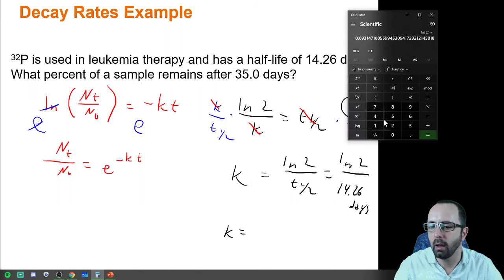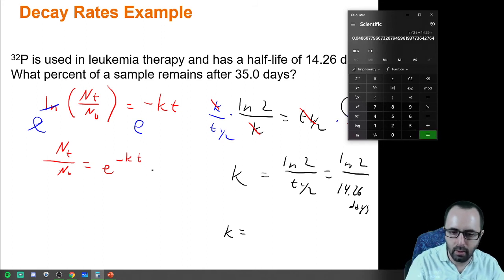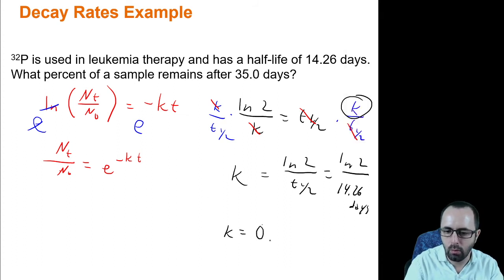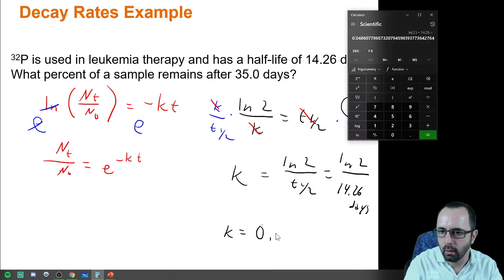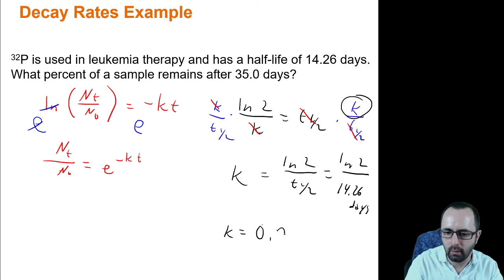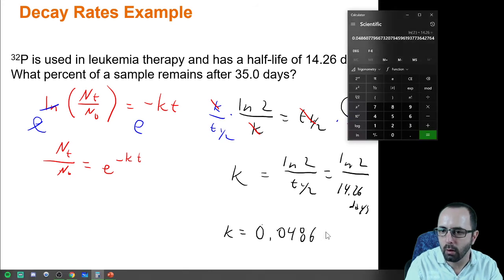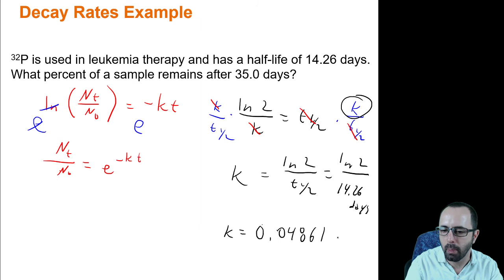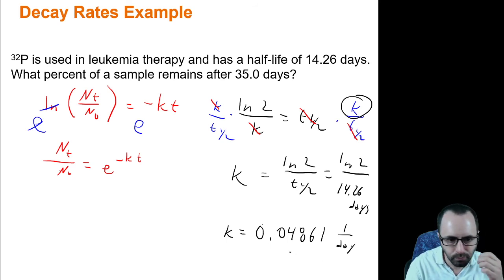Now I divide it by 14.26 equals. And so I get that my k is 0.0486, and I should probably keep one more, 0.04861. And my units are 1 over days, or days to the minus 1 power. You could also call that day to the minus 1 power.